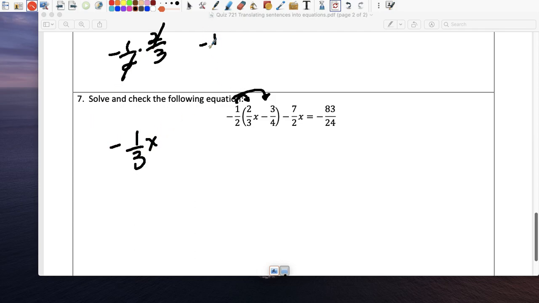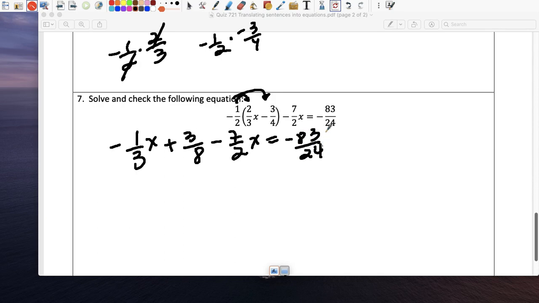Then I multiply negative a half, right, times negative 3/4. So the negative times the negative, first of all, so you get a positive. There's nothing to simplify, so you get actually 3/8 minus 7/2x equals negative 83/24. I am definitely not a fan of this, right? You want to combine, well, obviously you can combine these two and just combine as a fraction. Be my guest. I guess because you have a calculator, it's not a big deal, but I'm going to treat it as if I don't.